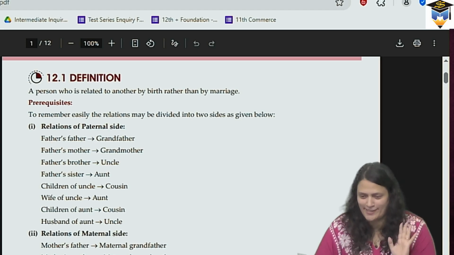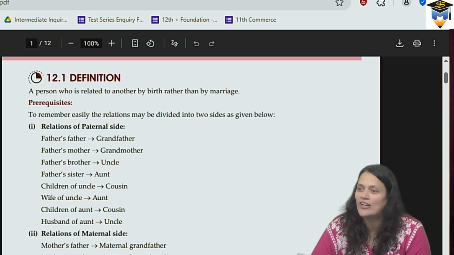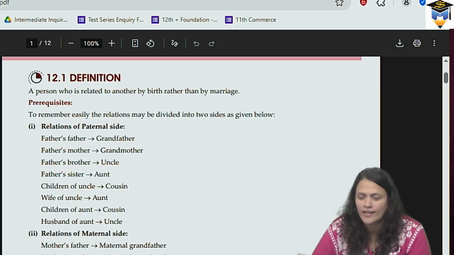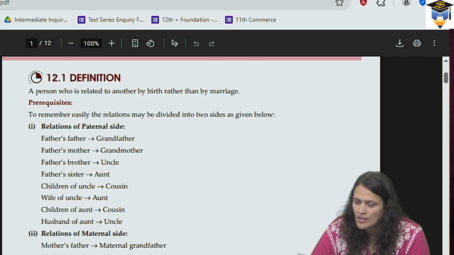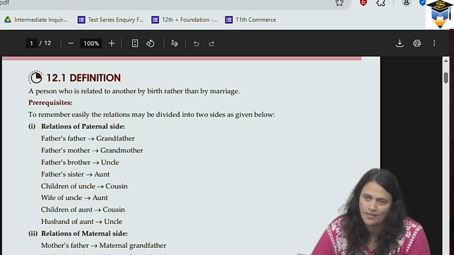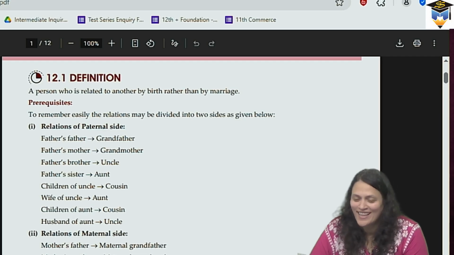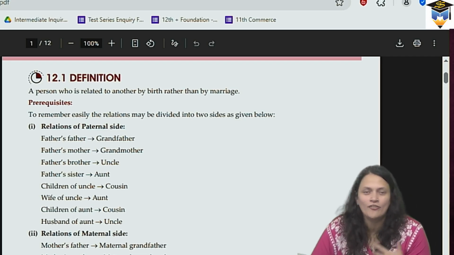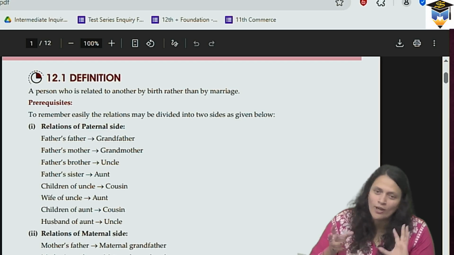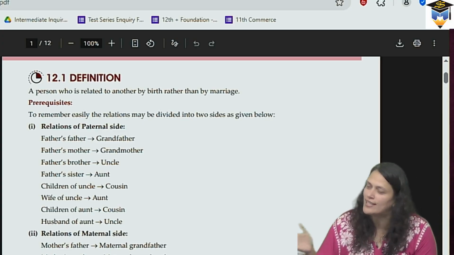Atya. In Hindi, who is your father's sister? Bua. Correct. Okay. Next is children of uncle. Children of uncle are cousins. Then wife of uncle, aunt. So wife of uncle in Hindi, what do you call her? Chachi. Okay. Next is children of aunt. So children of aunt are your cousins again. So all your brothers and sisters, either from the maternal side or from the paternal side, they are your cousins.